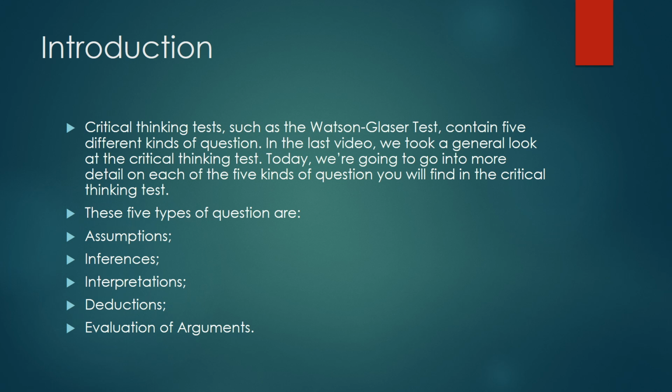Critical thinking tests, such as the Watson-Glaser test, contain 5 different kinds of question. In the last video, we took a general look at the critical thinking test. Today we're going to go into more detail on each of the 5 kinds of question you'll find in the critical thinking test. These 5 types of question are assumptions, inferences, interpretations, deductions, and the evaluation of arguments.